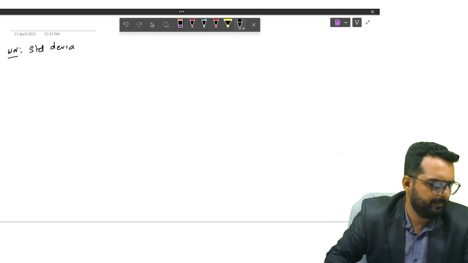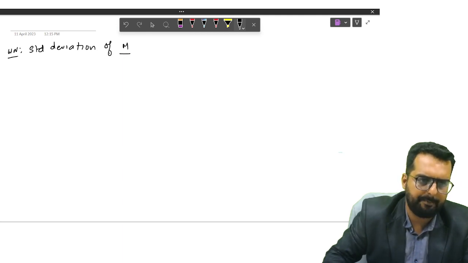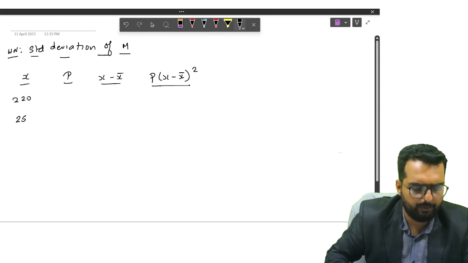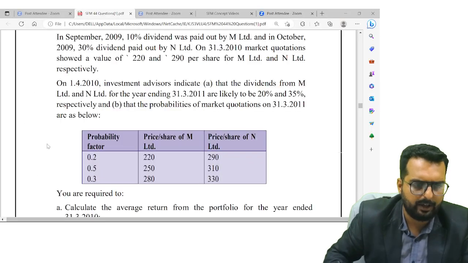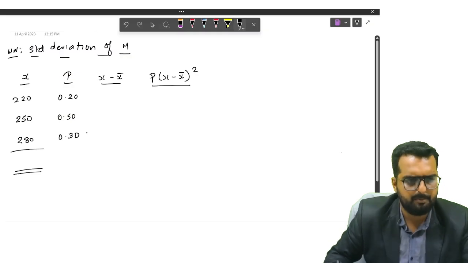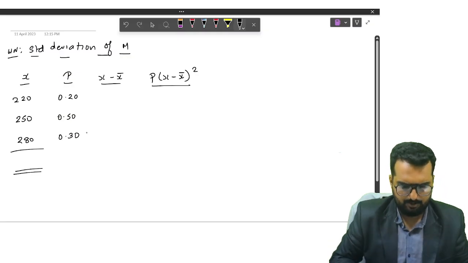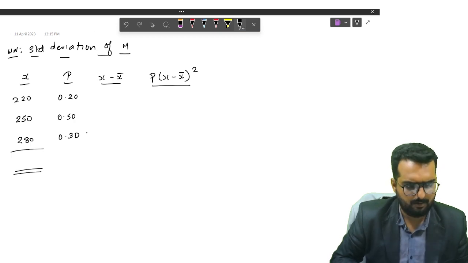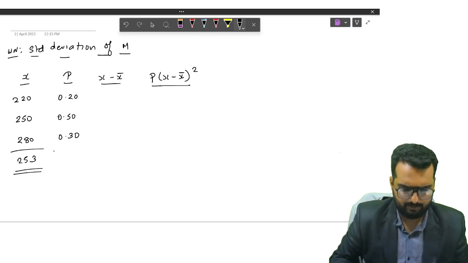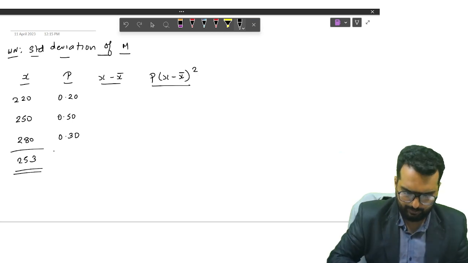Okay, so I'll write down the next working note heading, standard deviation of M. So what is the table format? X, P, X minus X bar, P into X minus X bar the whole square. 220, 250, 280. Okay, from this the probability is what? 0.2, 0.5, 0.3. Do you get the answer as 253? Correct? Alright, so here you get 220 minus 253.